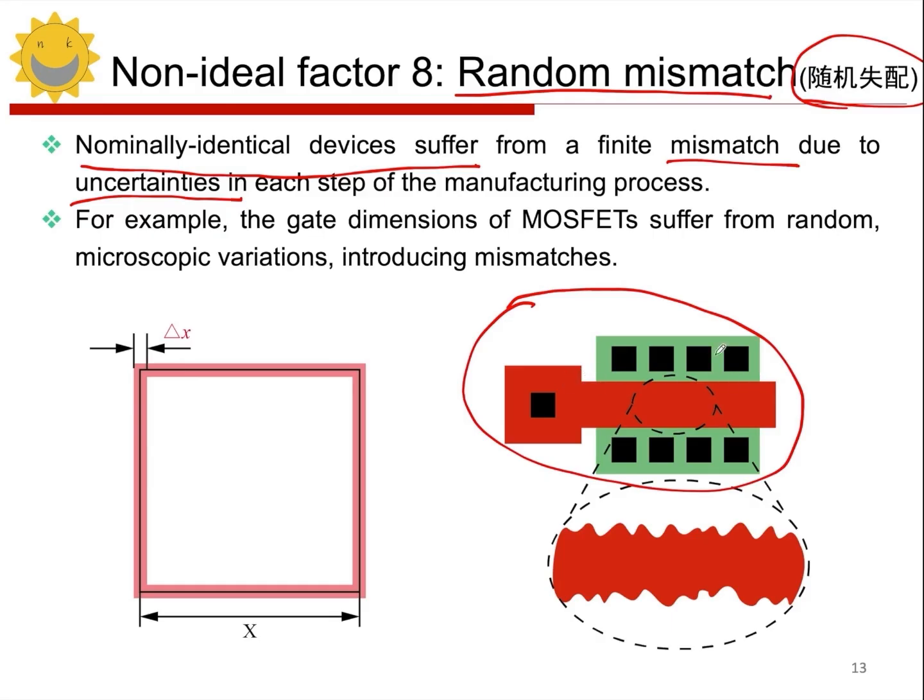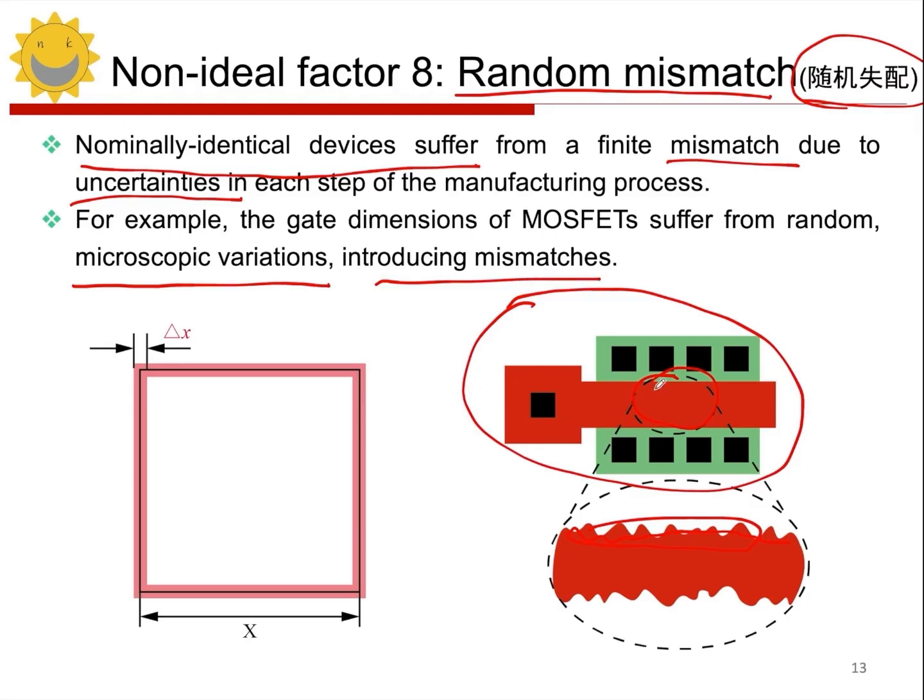But what happens after actual processing? In reality, there will be a lot of what we call microscopic variations, which are tiny microscopic changes. In other words, if we zoom in on the edge of this gate, it actually isn't smooth, right? It's chaotic and changes in a disorganized way. So these things are due to the uncertainties in each step of the processing. These tiny variations can lead to some mismatches in our devices.